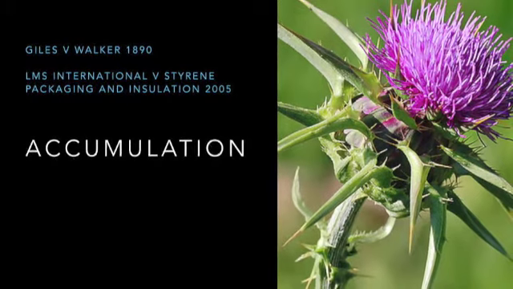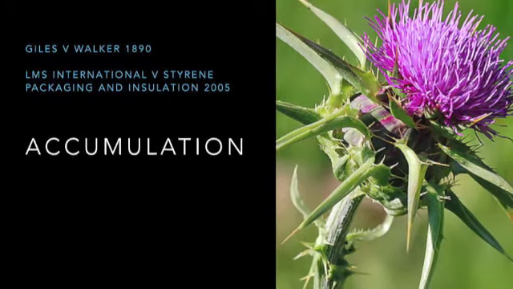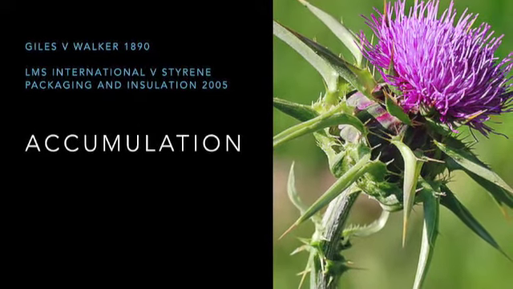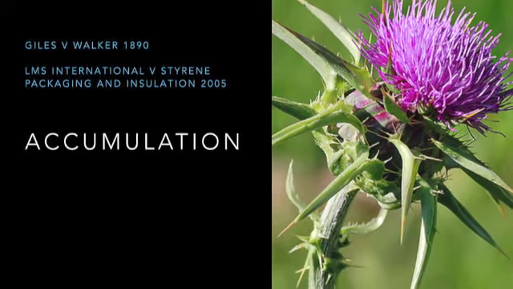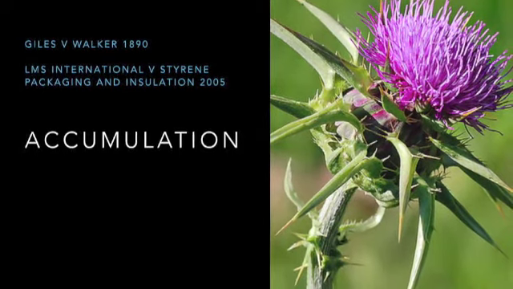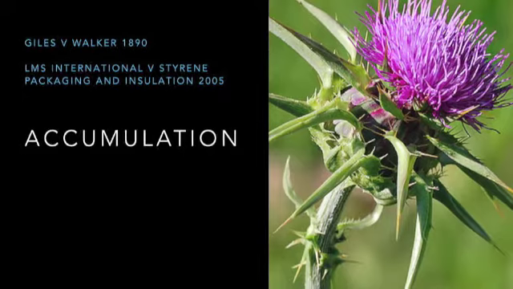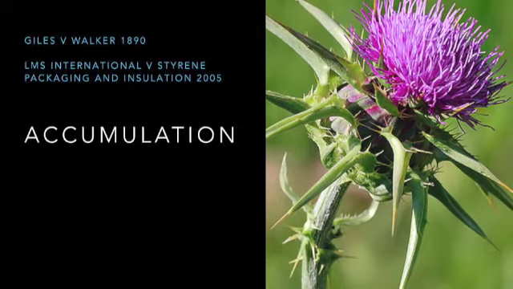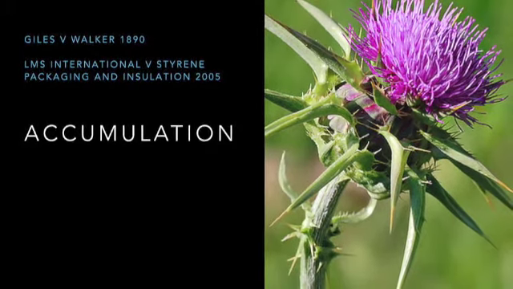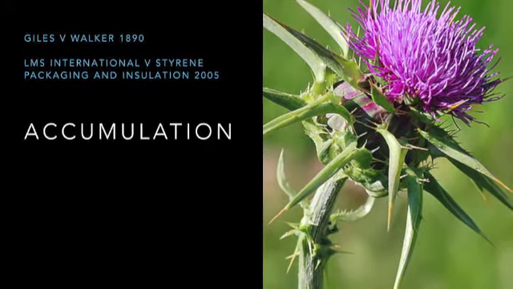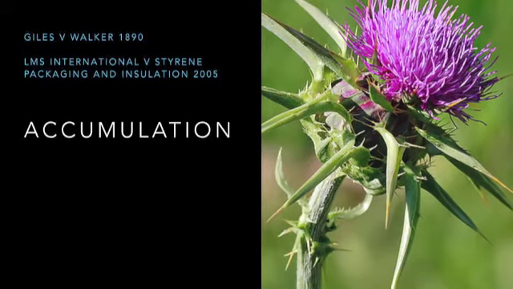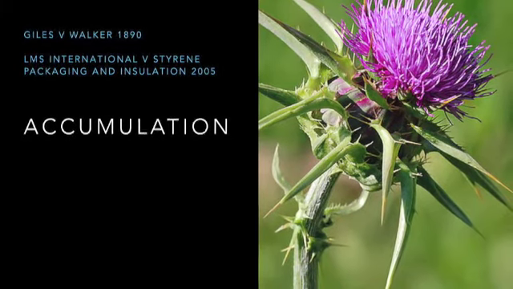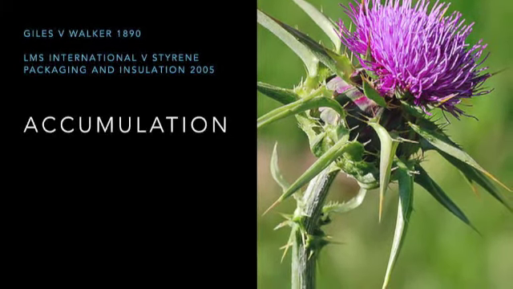For example, in Giles and Walker, 1890, it was held that there could be no accumulation owing to the failure to cut thistles because they were naturally growing on the defendant's land. However, in Rylands, the water in the reservoir was artificially brought there, thus accumulation could be established. In addition, in LMS International and Styrene Packaging, the flammable products were put there artificially on the land, i.e. they did contribute to accumulation of an artificial dangerous substance on the land.